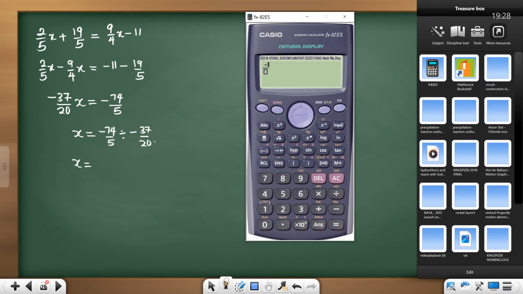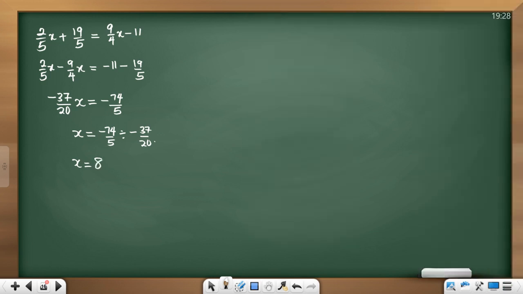Correct. Negative 74 over 5 divided by negative 37 over 20. Check. That answer is 8.